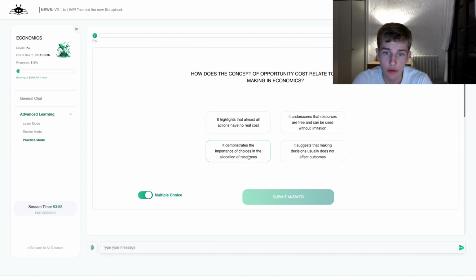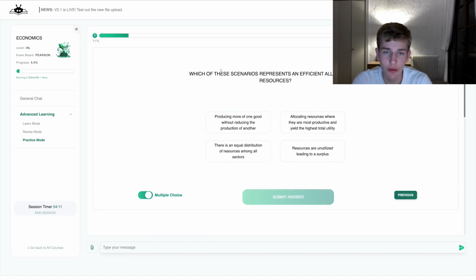It demonstrates the importance of choice and allocation of resources. Highlights that some elections have no real cost. Here, easy question. I just zoned out a bit. Which of these scenarios represents an efficient allocation of resources?